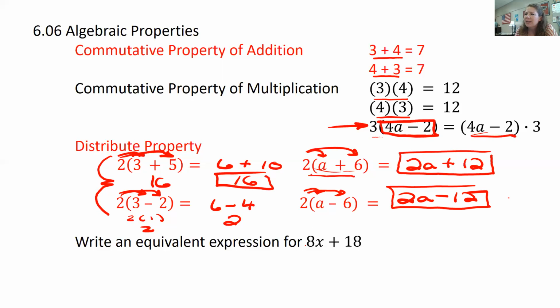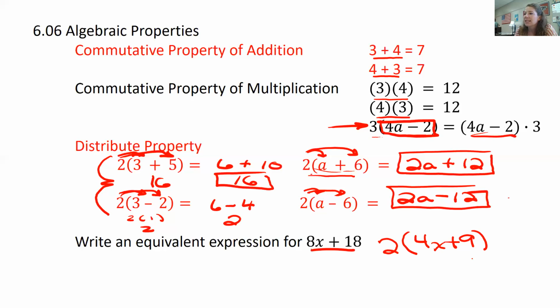So, you know, I know 8 can be divided by 4, but 4 won't go into 18, right? I could divide 8 by 8, but can I divide 18 by 8? Nope. So 2 is the greatest common factor. So I'm going to pull out a 2. I'm going to think, what's 8x divided by 2, and that's 4x. What's 18 divided by 2? It'd be 9, right?